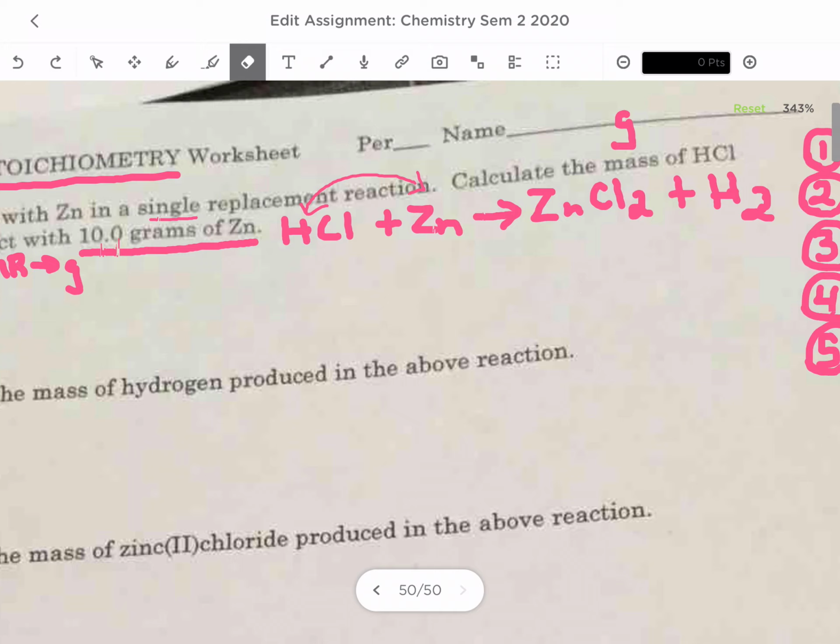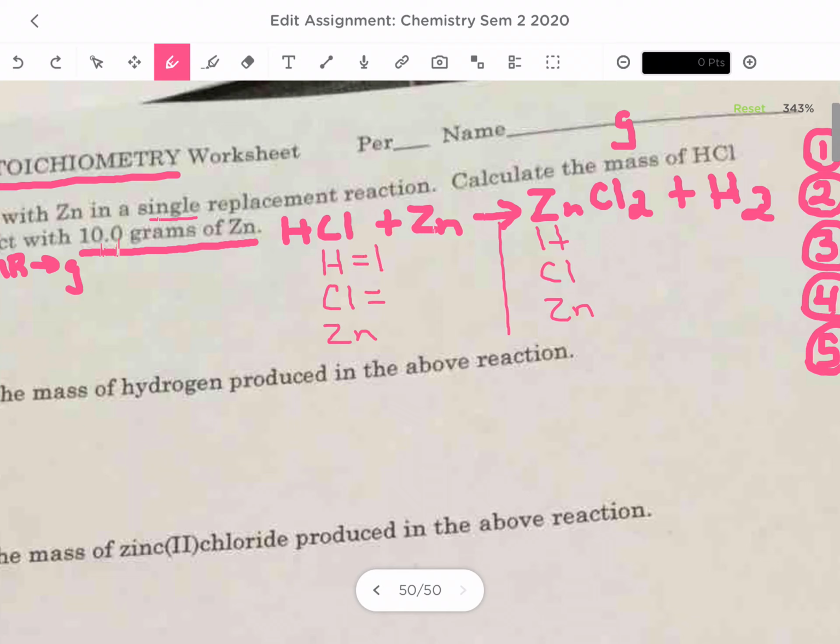So if we look at this, let's see if it's balanced. To balance a chemical equation, remember we draw a line down the arrow, make a list of elements on each side. So how many H's do we have? 1. How many Cl's? 1. How many Zn's? 1. How many H's on this side? 2. How many Cl's? 2. How many zincs? 1.